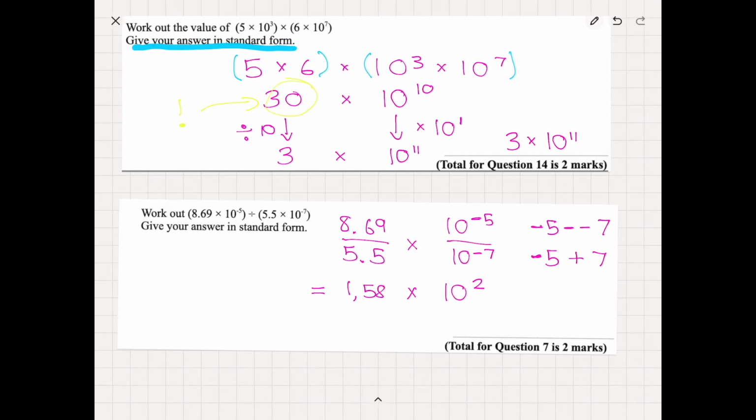But we need to once again check here. Give your answer in standard form. Well, our a value is between 1 and 10. That's awesome. And we also have our b value as a positive integer, which is what we want. So 1.58 times 10 squared is our final answer.